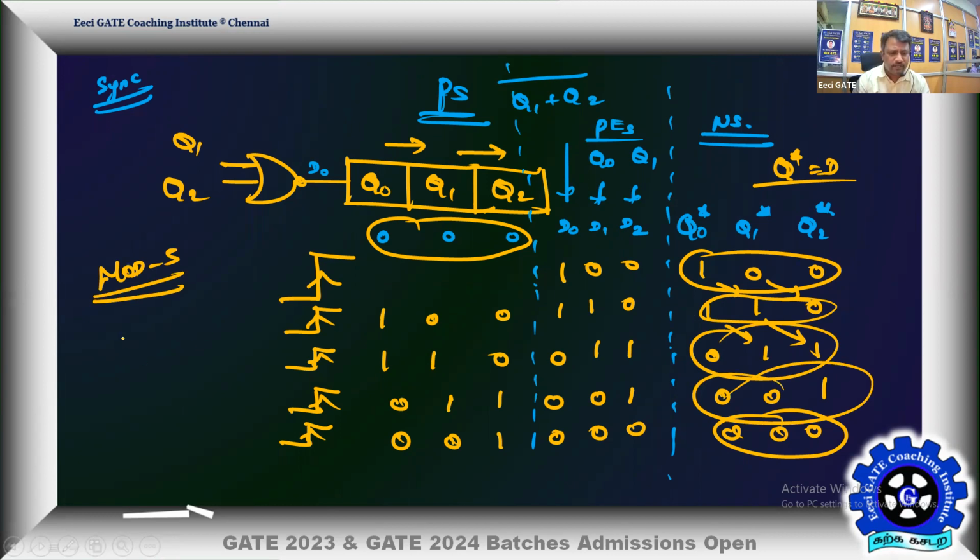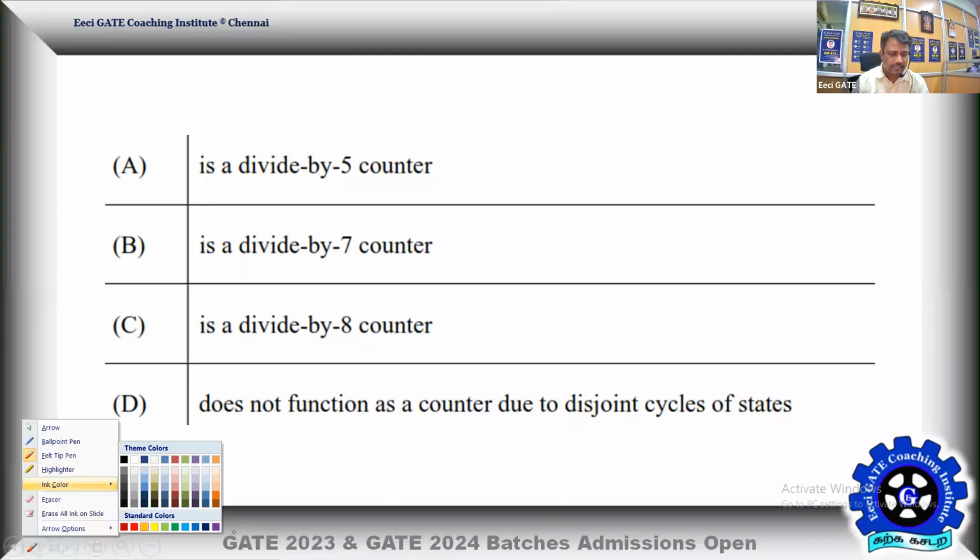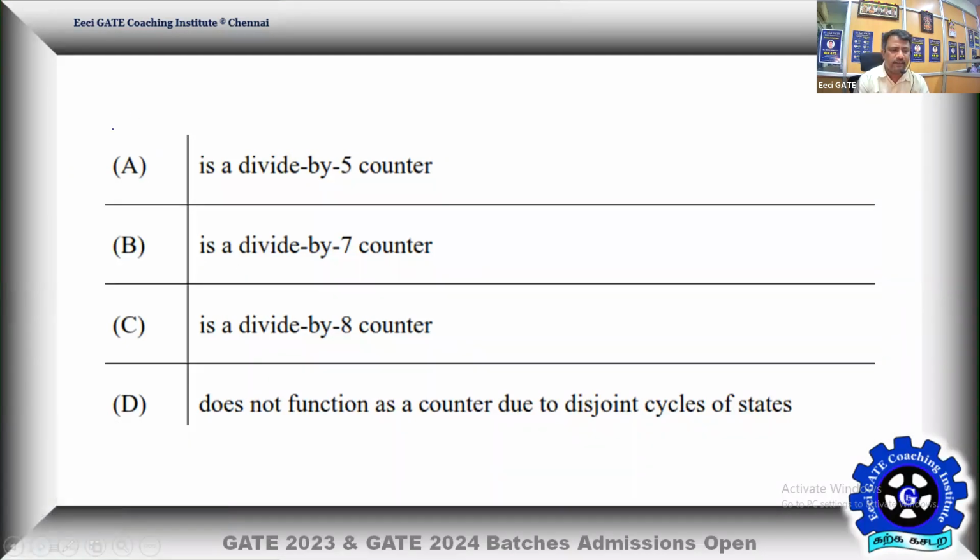Even if you focus on only your Q1, Q0, or Q2, you can see that in 5T clocks you will get only one cycle for your Q0, Q1, or Q2. Therefore, we can happily conclude what? It's a divide by 5 counter. So the answer is straightforward: it's a mod 5, divide by 5, or modulo 5 counter.